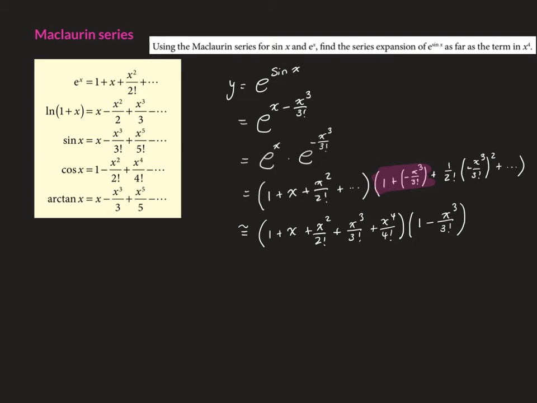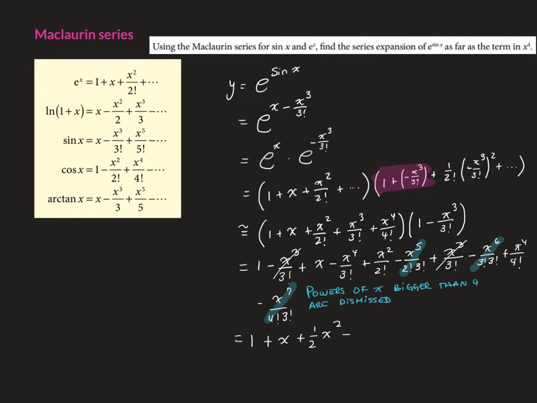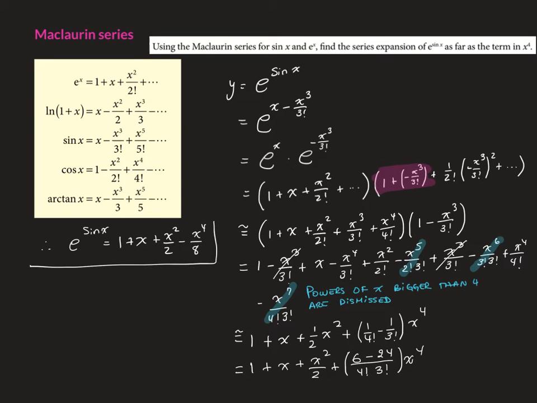And now let's multiply these two polynomials. So after simplifying all of that and dismissing the additional powers of x bigger than 4 that we found, then we get a 4-degree polynomial that approximates e to the power of sine of x and is given by this expression.